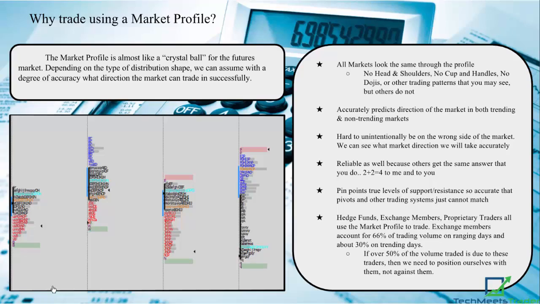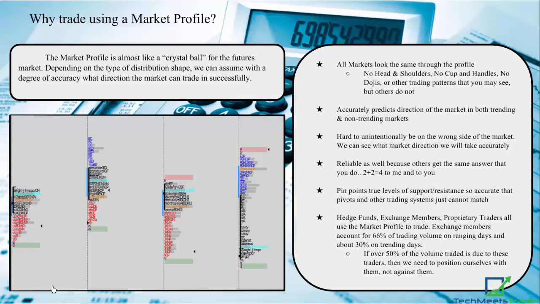We could also accurately predict the direction of the market in both trending and non-trending markets. And that's something that's especially rare in today's electronic markets. There's pretty much an indicator for almost everything, but they'll either work better in trending markets than non-trending markets, and others will work better in non-trending markets than in trending markets. It's very rare to see an indicator or a charting technique that can perform well and predict direction in both trending and non-trending markets. It's also hard to unintentionally be on the wrong side of the market.